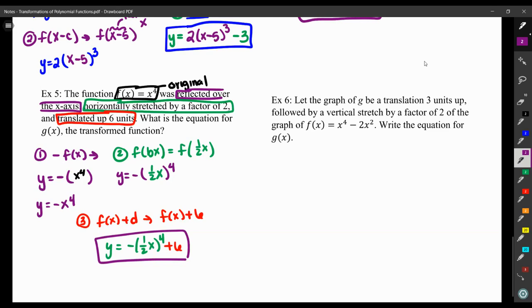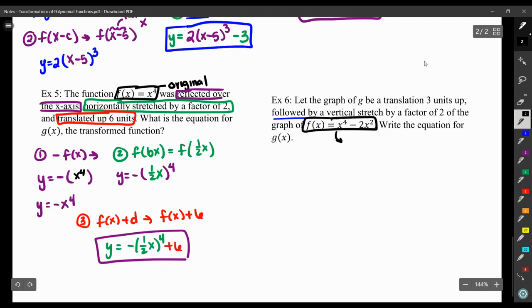Now let's look at example 6. So example 6 is a little bit different because of this phrase "followed by" that's in here. So for example 6, let the graph of g be a translation 3 units up, followed by a vertical stretch by a factor of 2 of the graph of f of x equals x to the 4th minus 2x squared. Write the equation for g of x. So this is the original, this is where you're starting, and it's not the parent, but that's okay.